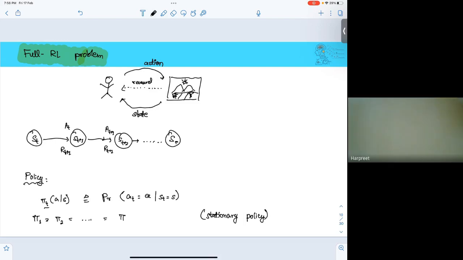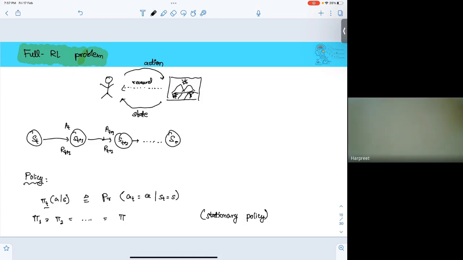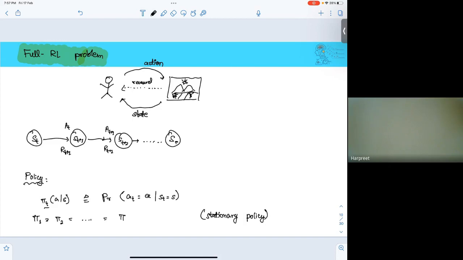Okay, can I ask you a few questions? Sure. Now, this is something I always get confused with. When you said pi t, your first statement pi t a given s, if we were to go with that definition, what would it mean? It would mean that state 1, state 2, state 3 have different actions and the probability distribution of each of these different actions would be different. Is that what it would be?